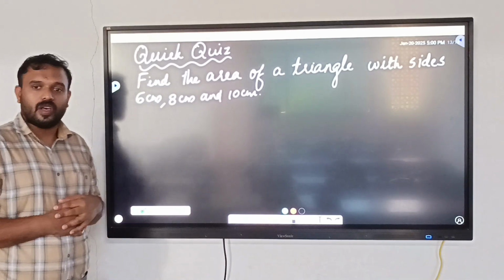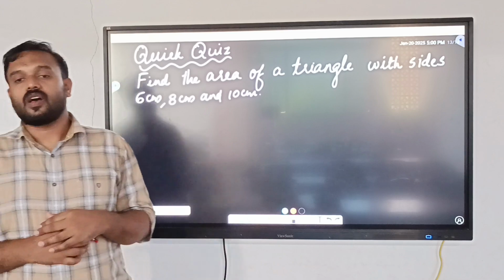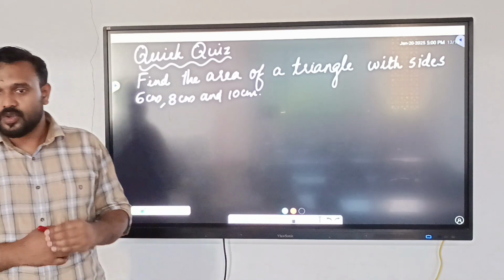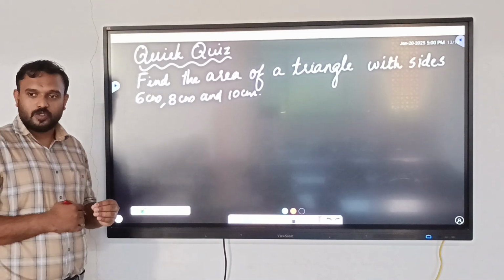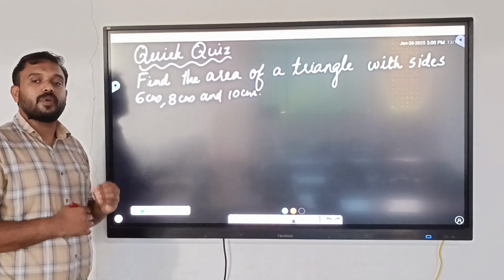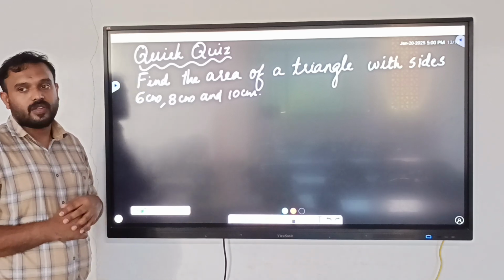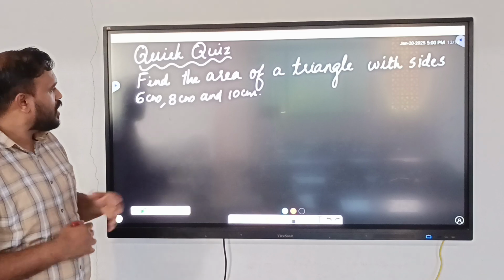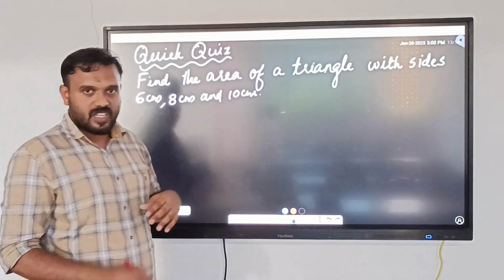So what is Heron's formula? Yes, square root of s into s minus a into s minus b into s minus c, where s equals a plus b plus c divided by 2, or half the perimeter. Then how do we find the area of this triangle?